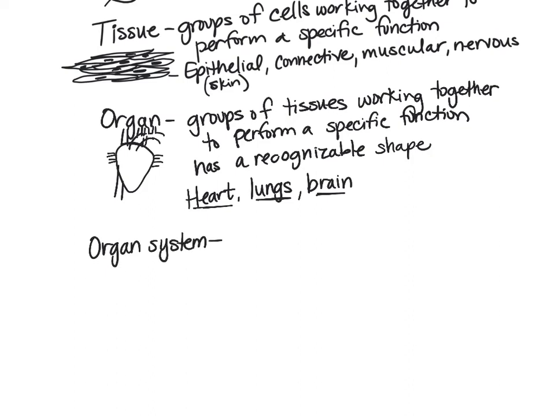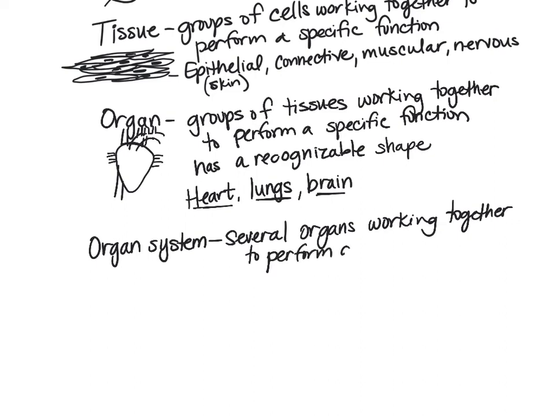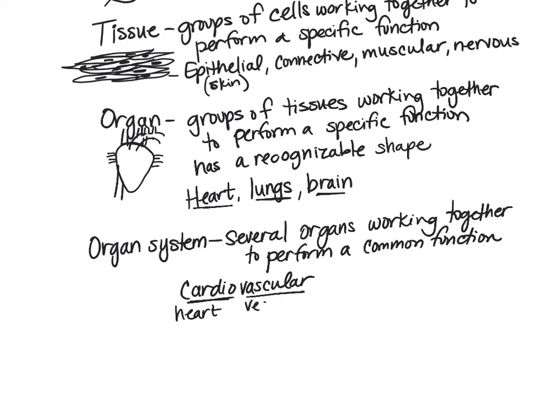Our organ system level, then, is when we have several organs working together with a common function. So, several organs working together, again, to perform a common function. Because in this case, if we're talking about an example, let's say the cardiovascular system. So the cardiovascular system, the term cardio is related to the heart, and vascular are the vessels.